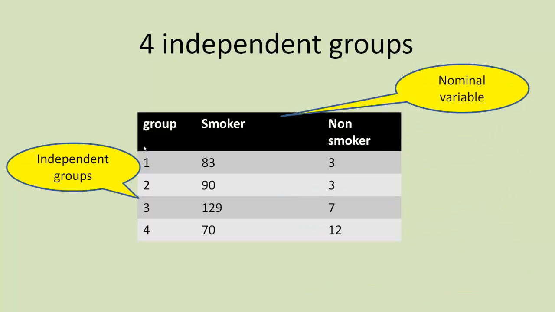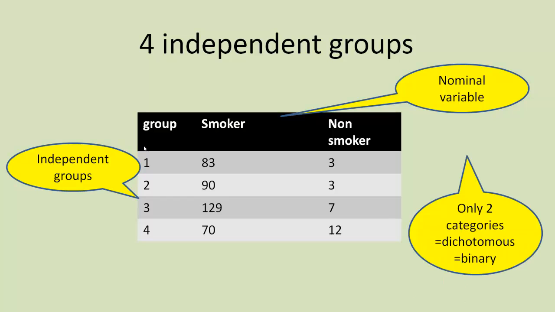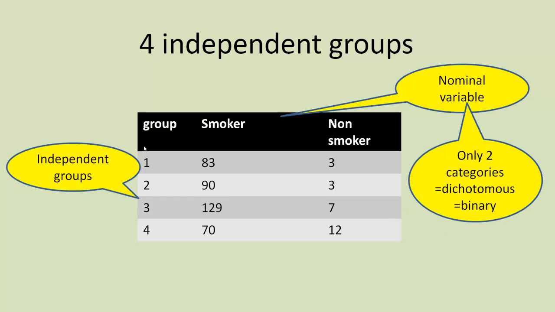The next thing to notice is that the smoker-non-smoker variable is a nominal variable. We're not saying smokers are better than non-smokers, we're just classifying them as 1 or 2 in our data set. Importantly, there are only two categories in this variable. We're not classifying them as smokers, cigar smokers and pipe smokers. We're just having two categories, which are called dichotomous or binary.